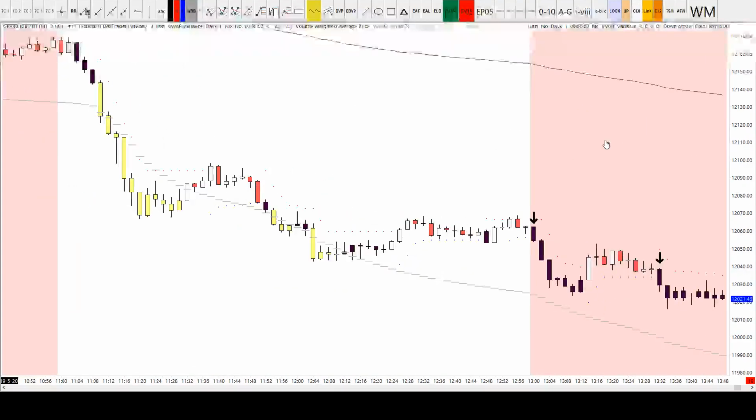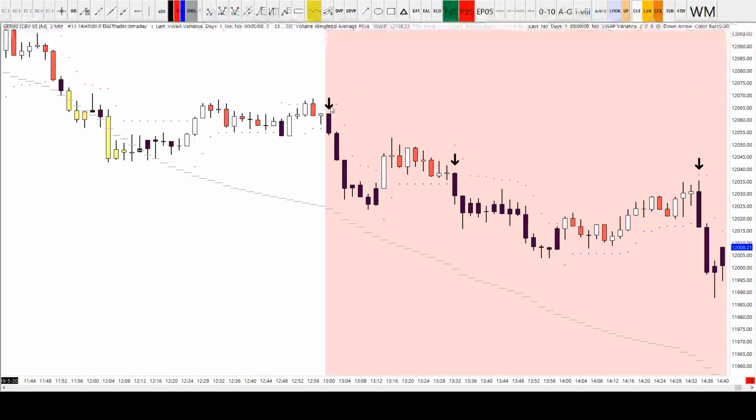In the afternoon session, there were a couple of other options as well. So again, still bearish mode. It was white over here because that's lunchtime. I don't normally trade over the lunchtime period. So as it comes back from 1 o'clock, it's still bearish. You've got an opportunity to sell here.